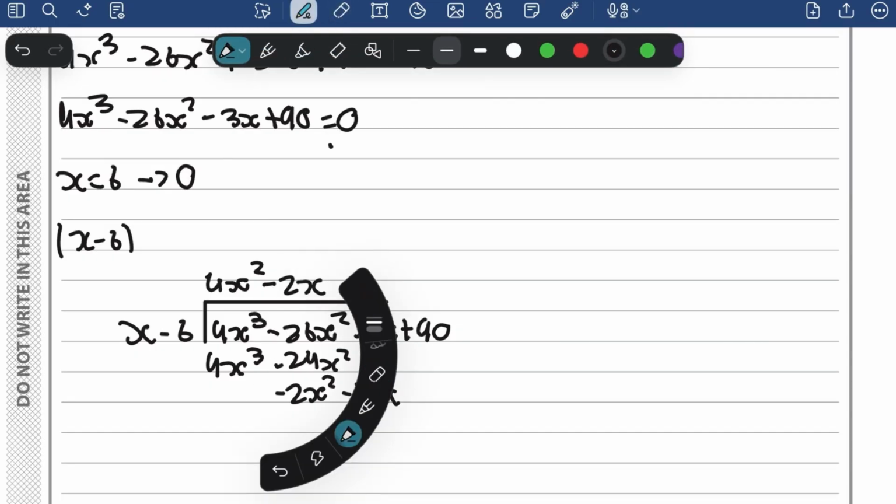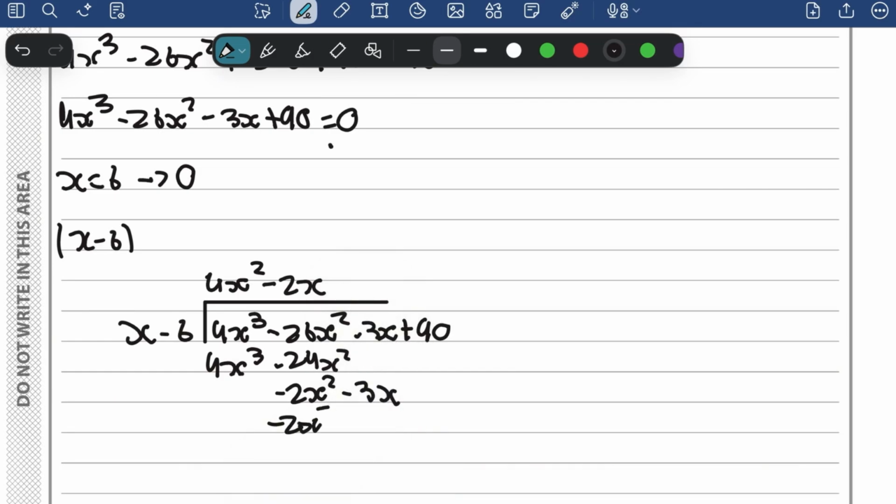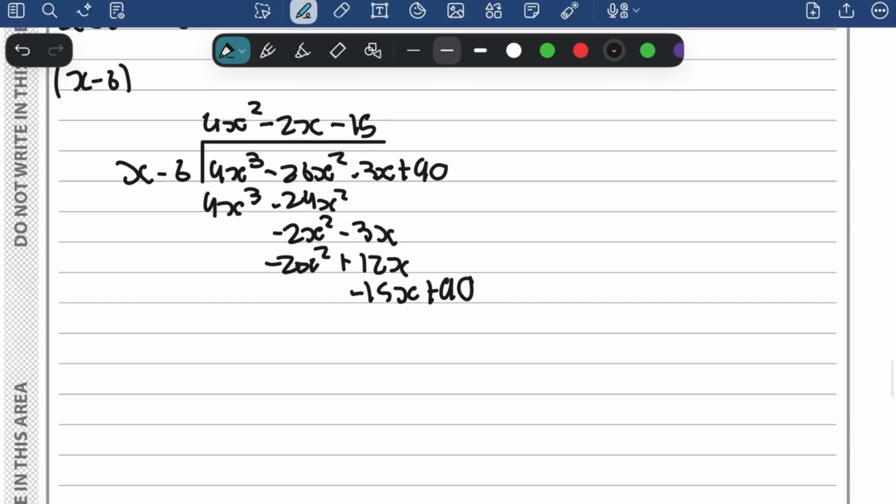And then timesing those together, we get minus 2x squared. Minus 2 times minus 6 is plus 12x. Then minus 3 minus 12 is going to be minus 15x add 90. Then what do we multiply x by to get minus 15x? It's going to be minus 15, right? So there we go, we have our other solution, which we can now see as a quadratic.